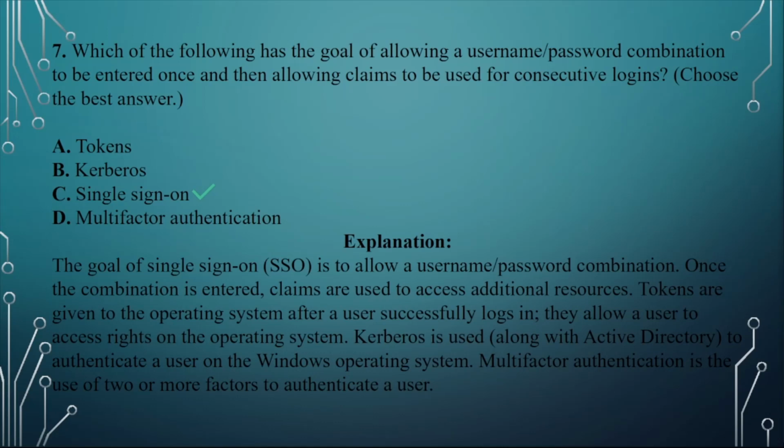The answer here is C. Single sign-on. So single sign-on (SSO) is to allow a username/password combination. Once the combination is entered, claims are used to access additional resources. Tokens are given to the operating system after a user successfully logs in. They allow a user to access rights on the operating system.